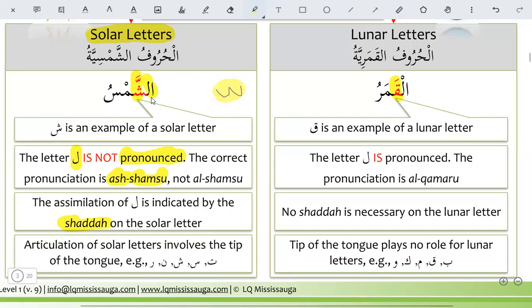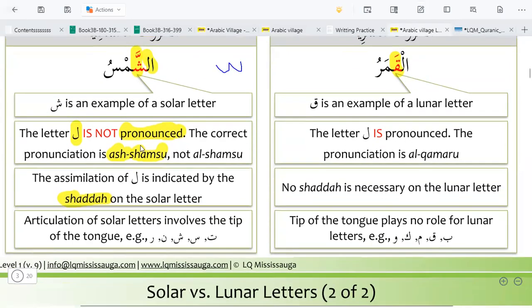There are 28 letters in the Arabic alphabet. Fourteen of them are on the pattern of ash-shamsu, and fourteen of them are on the pattern of al-qamaru. Articulation of a solar letter involves the tip of the tongue. Ta, sa. So you will see them on the next page.